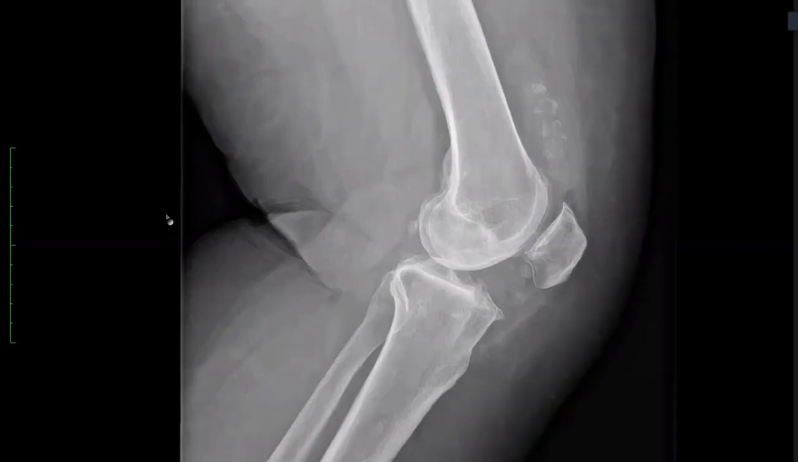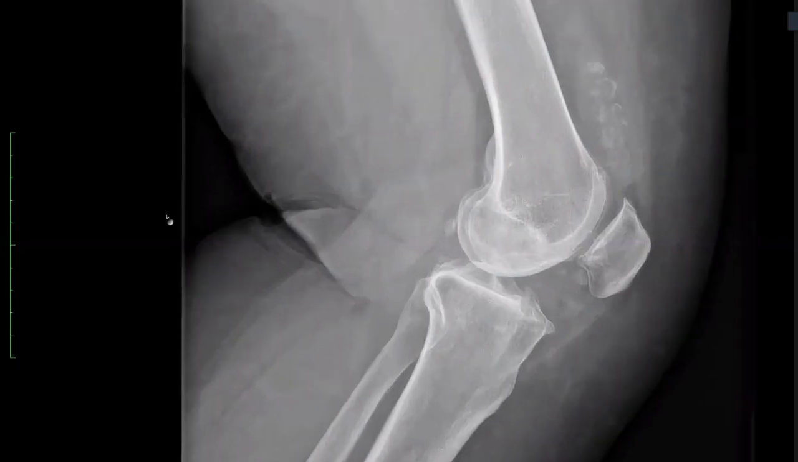Yes, I'm provided with an X-ray, lateral view of the knee joint. So I can appreciate degenerative changes in the form of osteophyte formations and reduced joint space, along with calcifications appreciated within the joint space and along the suprapatellar tendon.